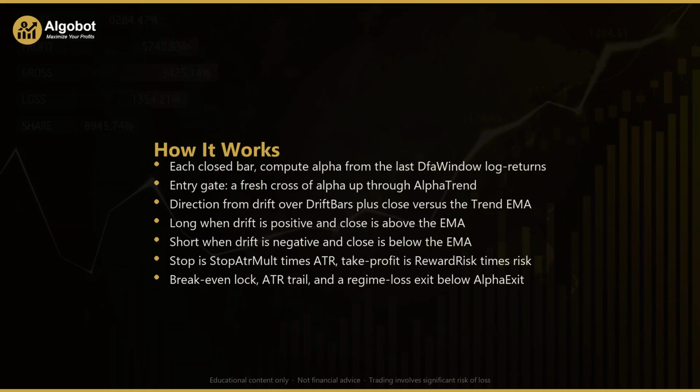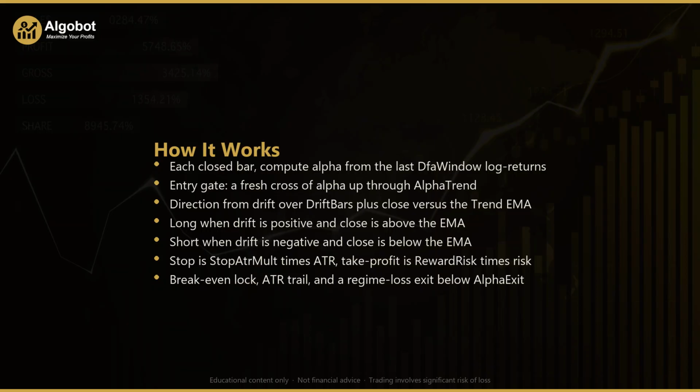regime that's already mature. Once that gate opens, the strategy needs a direction, and it takes that from the market's existing lean. First, it measures drift, the net change in the close over the last drift bars, which defaults to 20. Second, it checks structure, comparing the latest close to a slow trend EMA, by default a 50-period average. For a long, drift must be positive, and the close must sit above the trend EMA. For a short, drift must be negative, and the close must sit below the trend EMA. So the direction-agnostic gate is confirmed by two directional filters that must agree.